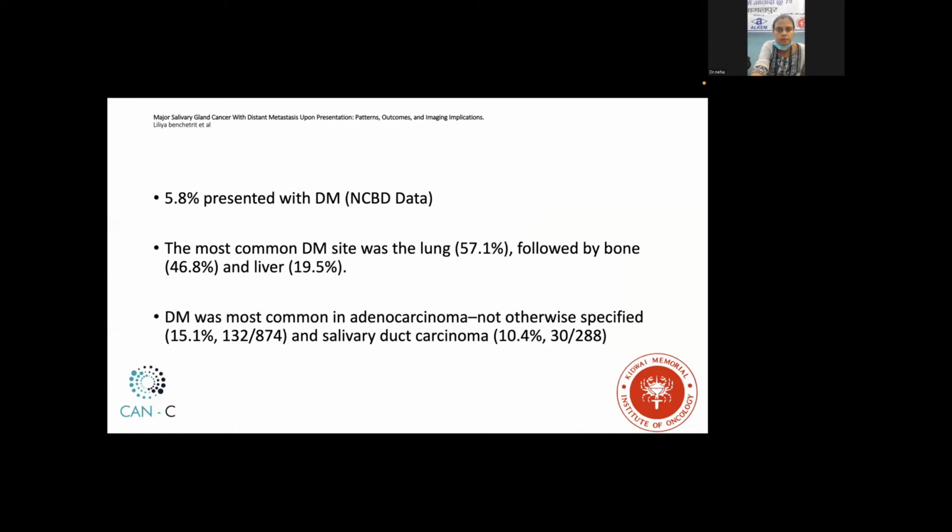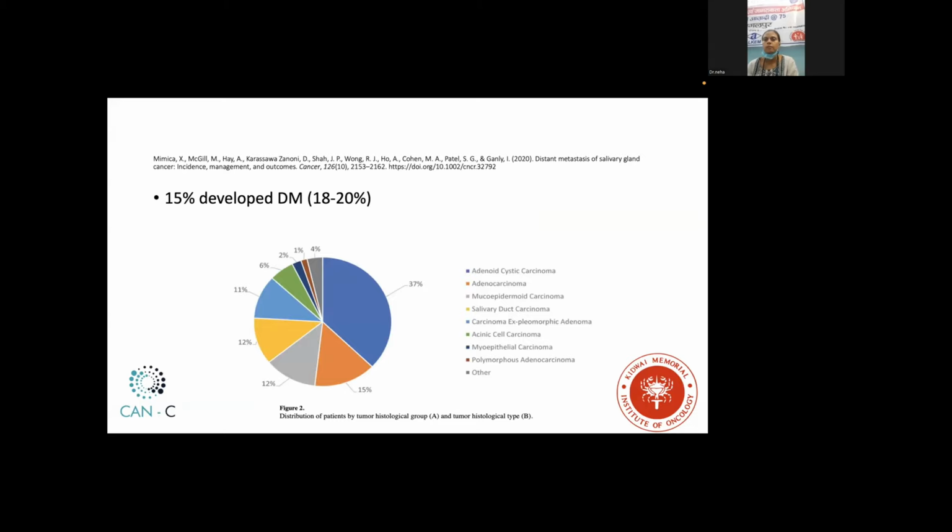And when we talk about imaging, especially if we are suspecting a malignant neoplasm, then we'll have to rule out distant metastasis, as 5.8% of them do present with distant metastasis, most commonly to the lung. Adenocarcinoma and adenoid cystic carcinoma are some of the commonest tumors that metastasize, and hence when we see these tumors, and a high-grade tumor and an advanced stage tumor, which most often do go on to distant metastasis, a CT scan of the chest or a PET CT is extremely important.